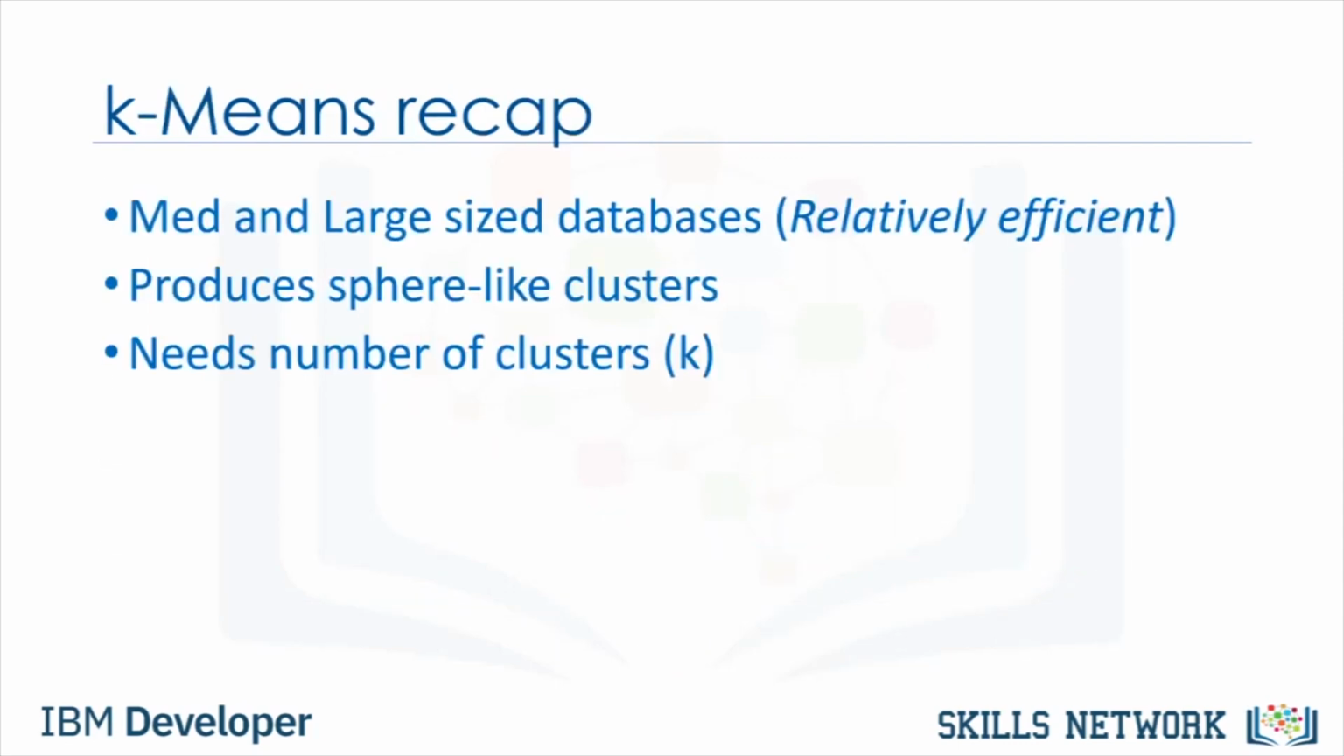So, let's recap k-means clustering. K-means is a partition-based clustering which is A, relatively efficient on medium and large-size datasets, B, produces sphere-like clusters because the clusters are shaped around the centroids, and C, its drawback is that we should pre-specify the number of clusters, and this is not an easy task.